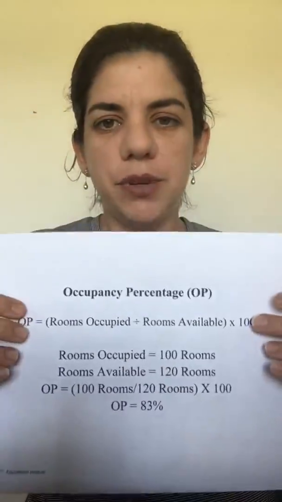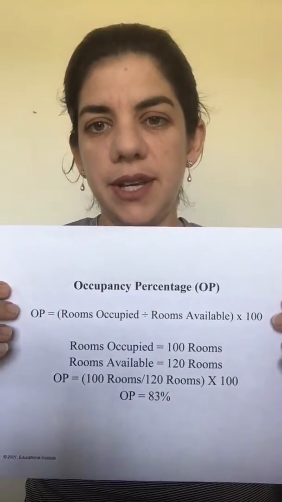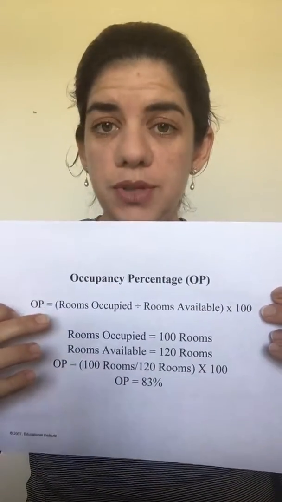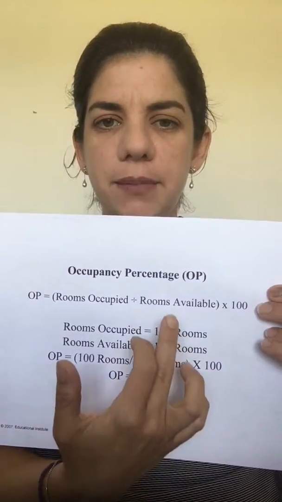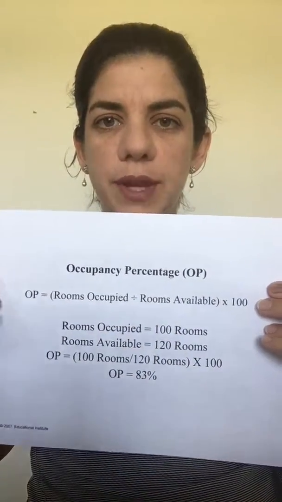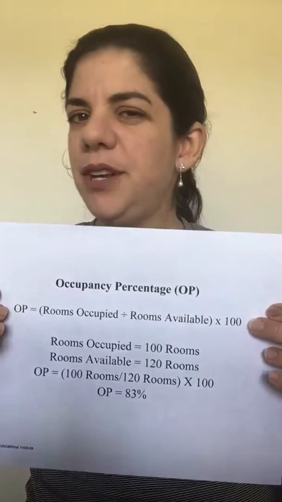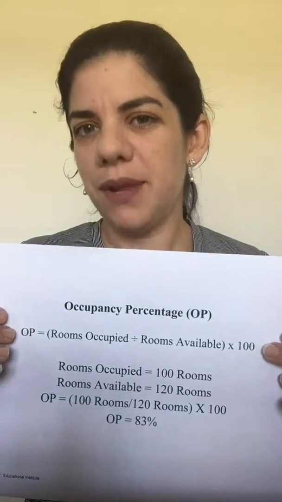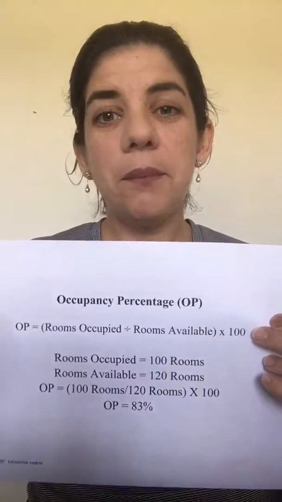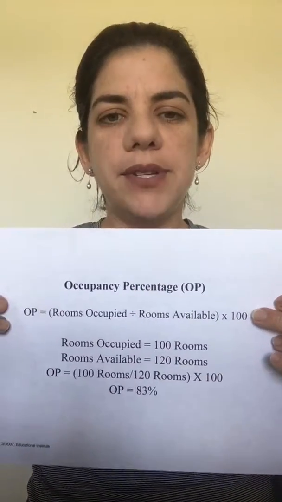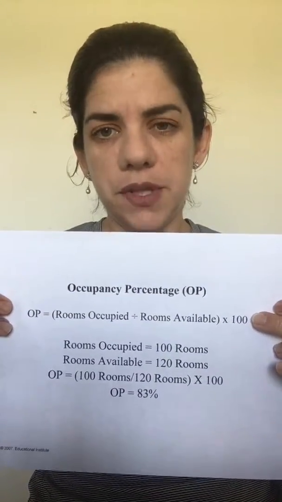Now the next measure would be occupancy percentage. The occupancy percentage is calculated by taking the rooms occupied for that day as well, divided by the rooms available for that day, and then multiplied by 100. Why do you take a minute and think, why do we multiply by 100? Right, as the name implies, percentage. We're trying to get a percentage, so we're multiplying by 100 to get the result in terms of a percentage.